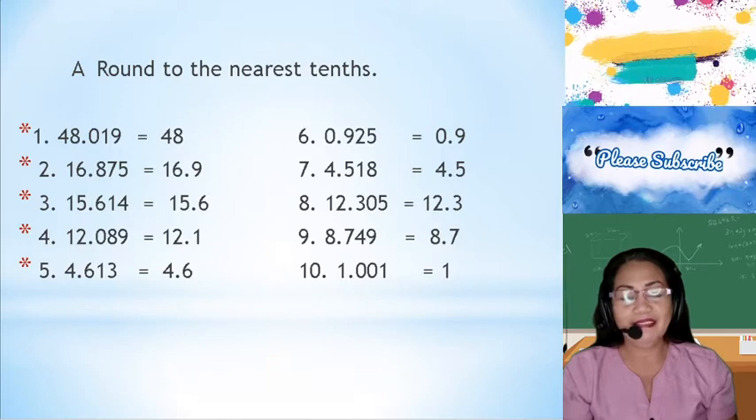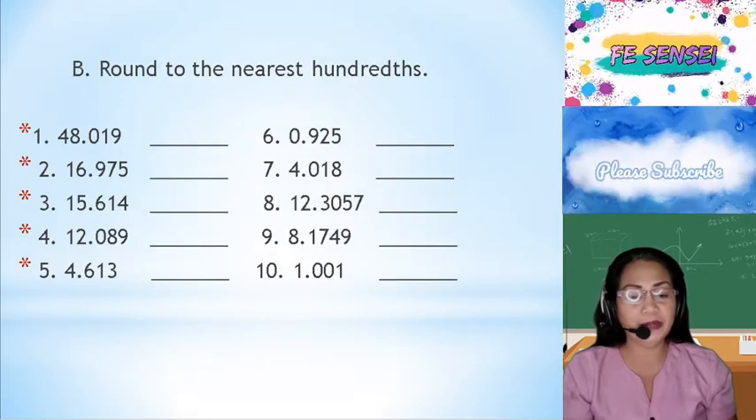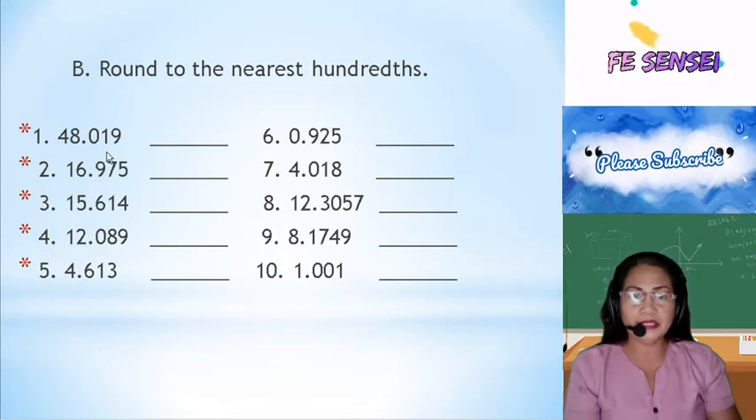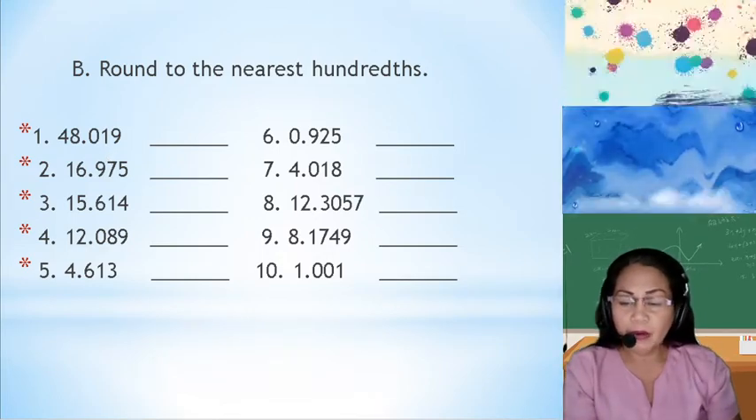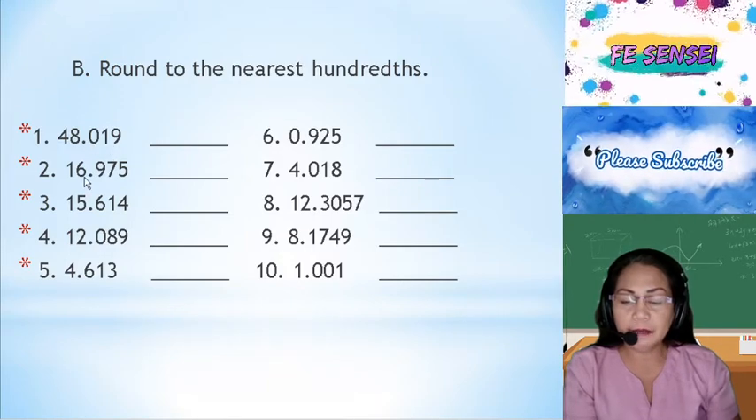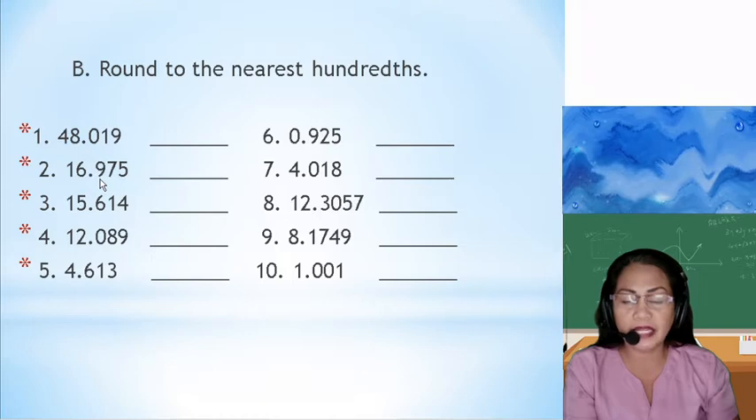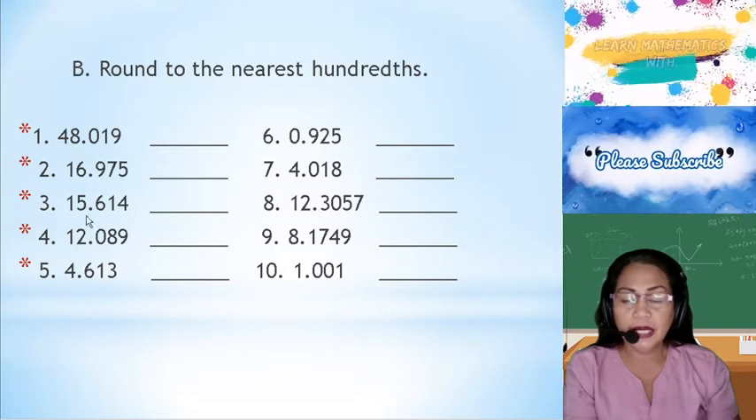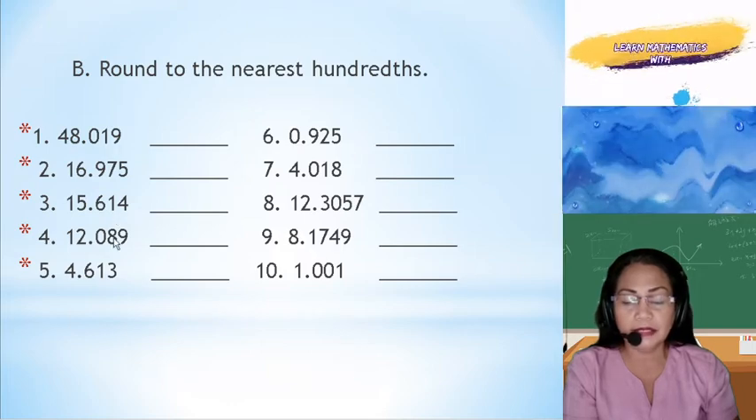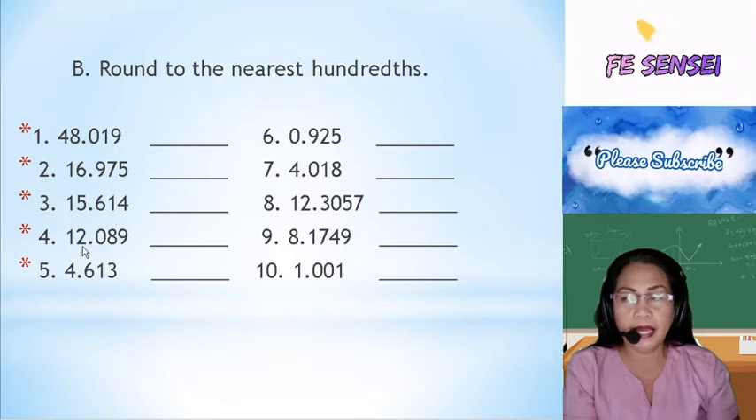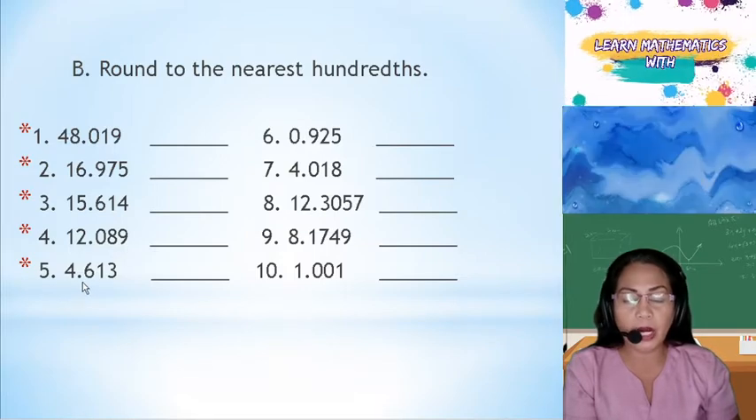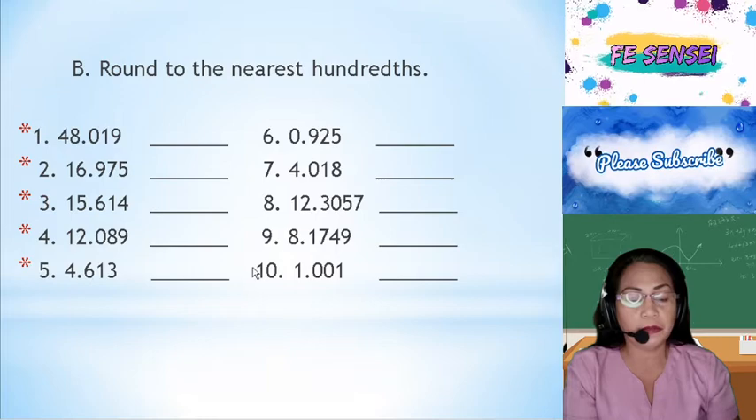Okay, next, round to the nearest hundredths. Again, write your answers on your notebook. Number 1, 48 and 19 thousandths. Number 2, 16 and 975 thousandths. Number 3, 15 and 614 thousandths. Number 4, 12 and 89 thousandths. Number 5, 4 and 613 thousandths.